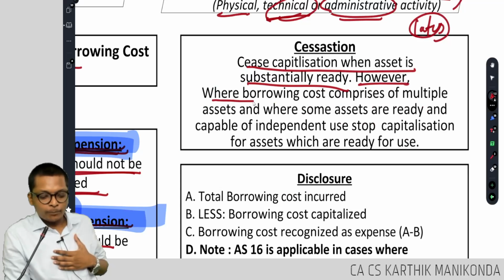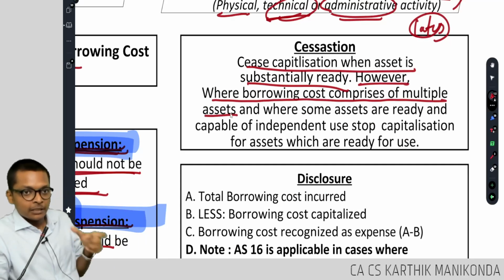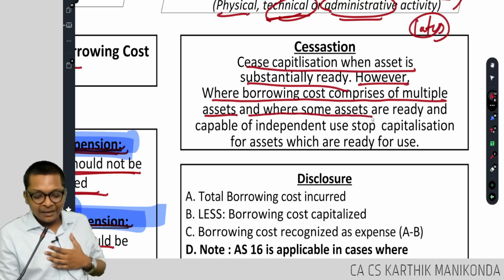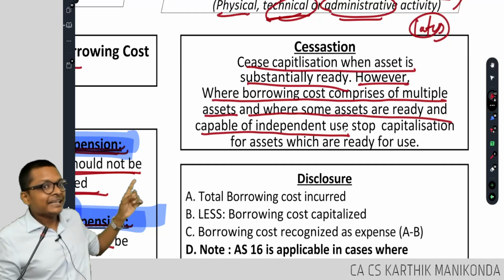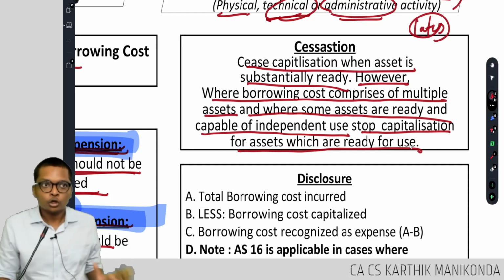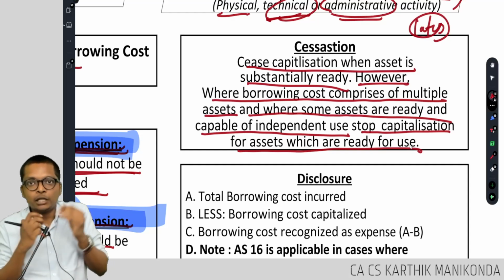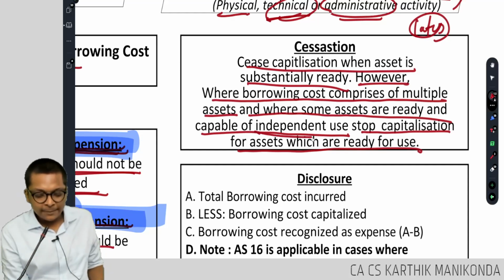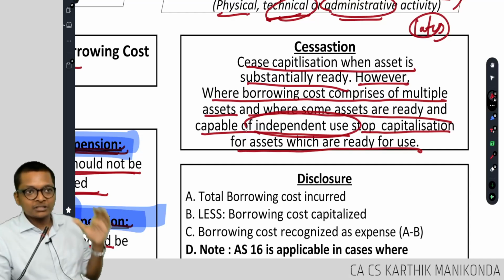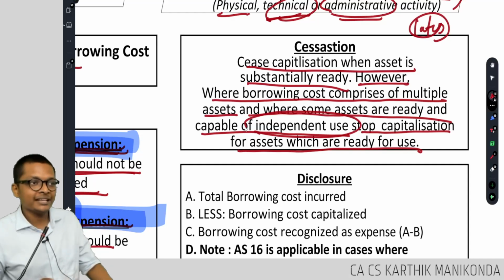However, where borrowing cost comprises of multiple assets, can you see 100 houses, multiple assets, and where some assets are ready, 70 houses are ready and capable of independent use, stop capitalization for assets which are ready for use. No, sir. For the 100 houses, unless all 100 houses are ready, nobody can move in. Then it's not capable of independent use. Then you can stop capitalization only when the 100 houses are ready. Are you following, guys? Clear?